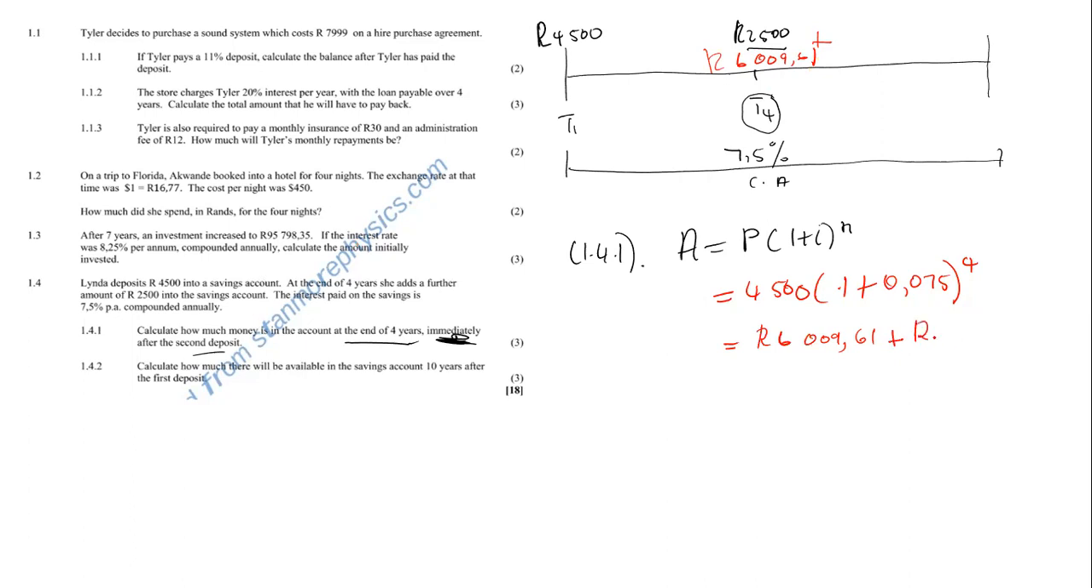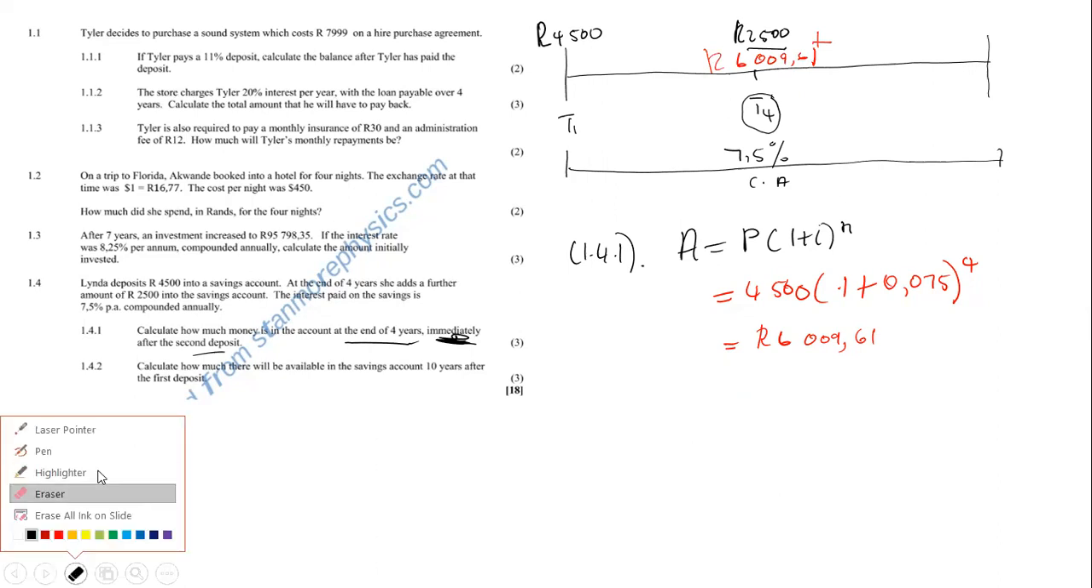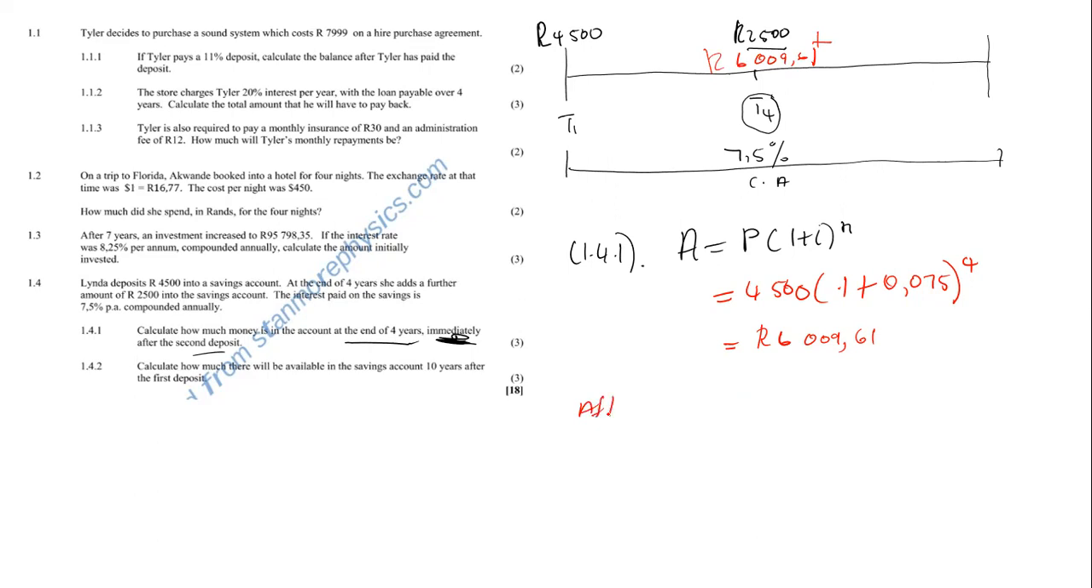We're going to say she added, immediately after 4 years, another amount. So that means at the bank, Linda, after 4 years, will be having 6,009.61 from 4,500, and then she added another amount, which was 2,500. So you're going to add these two values.